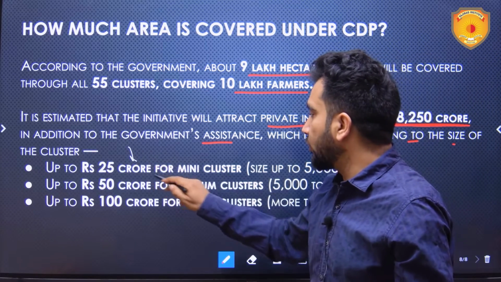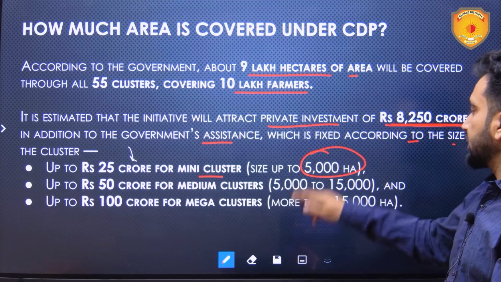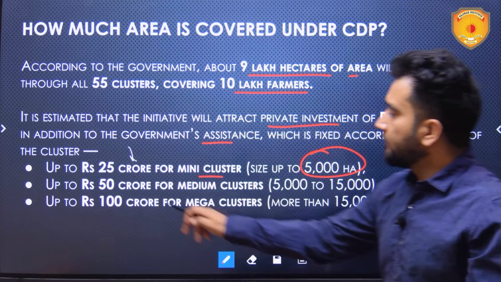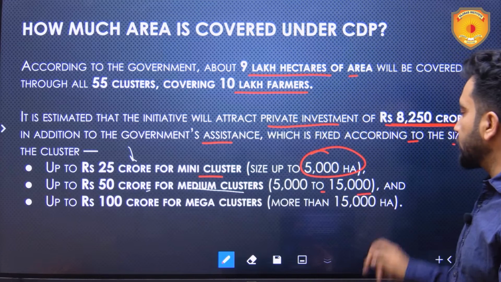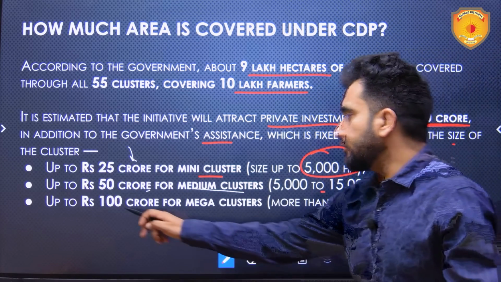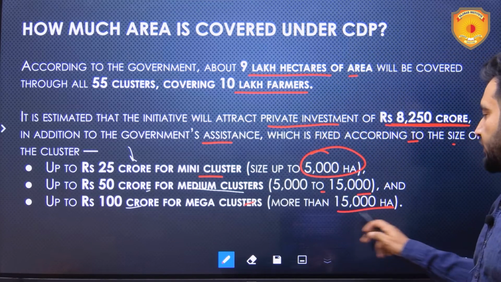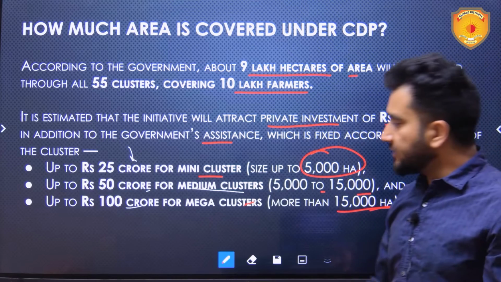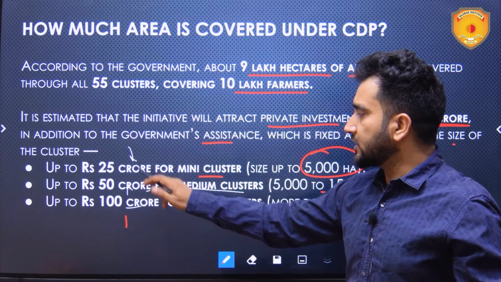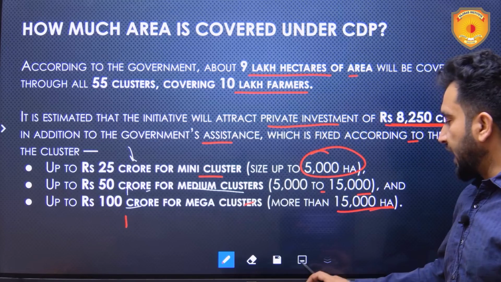Rupees 25 crore for mini cluster. Mini cluster is 5,000 hectares. 50 crore for medium clusters, 5,000 to 15,000 hectares, and 100 crores for mega clusters, more than 15,000 hectares. So government support is this much, which is coming in according to the size of the cluster.